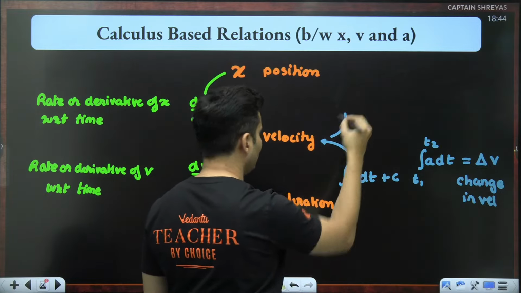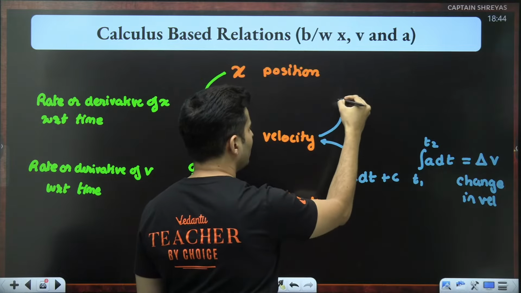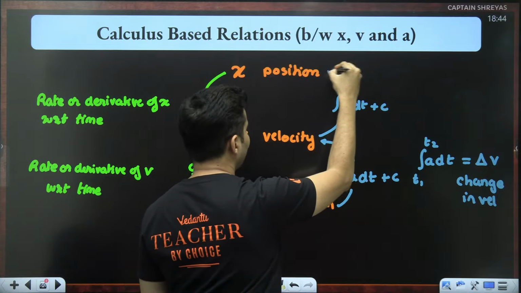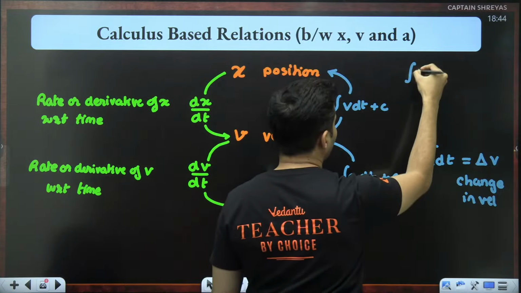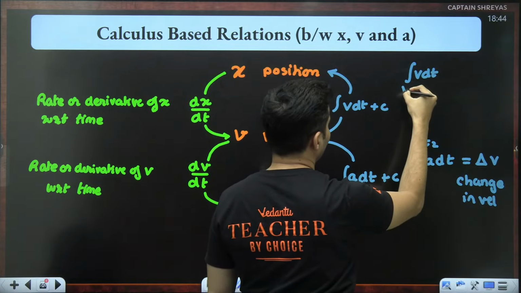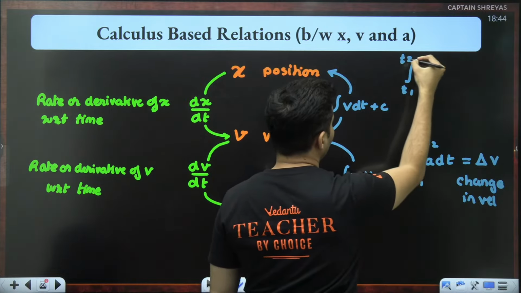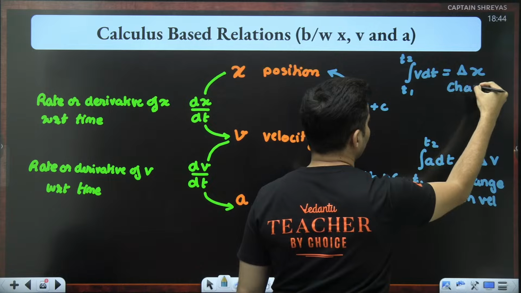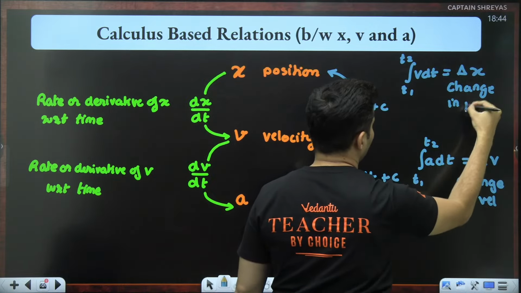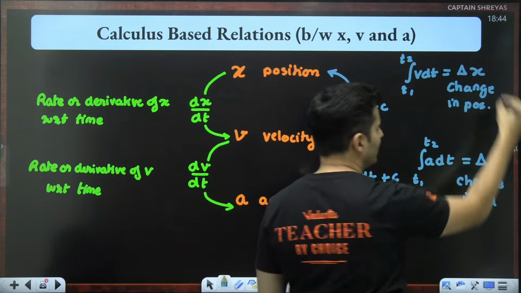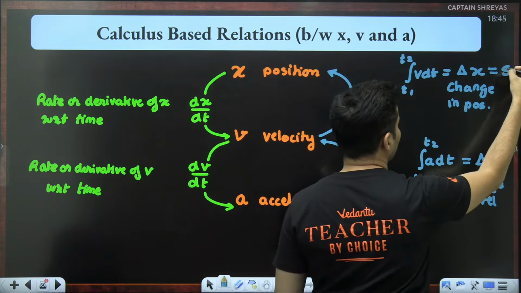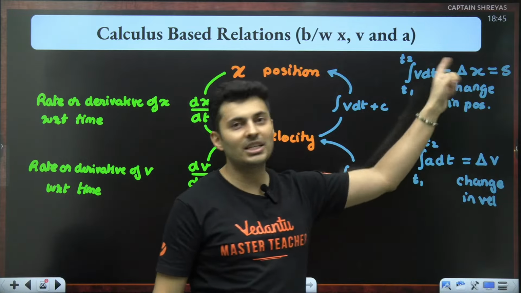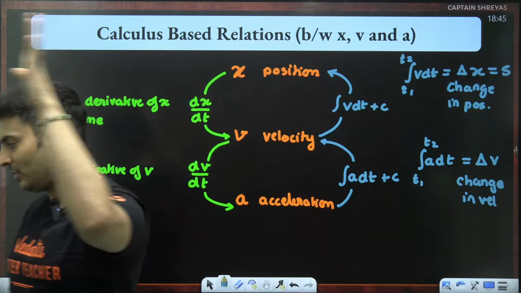Same thing when you go from here to here. If you integrate velocity with respect to time indefinitely, you will get the value of x. But if you integrate velocity with time with limits t1 and t2, what you will get is delta x, which is change in position. Do you remember the term for change in position? It is called displacement. There is no term for change in velocity, or else we would have written that also. But for change in position, the terminology used is displacement.